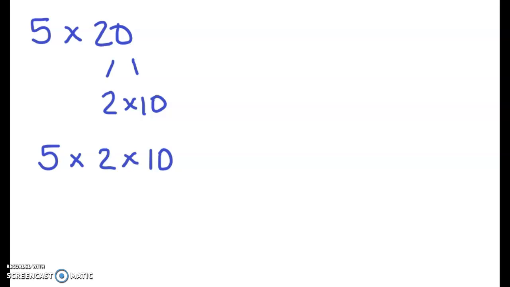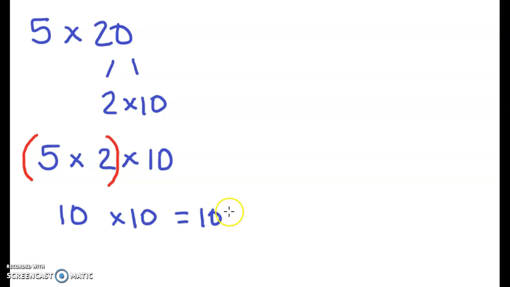Now the way that I would use associative property is I would put parentheses. So now I can multiply 5 times 2 rather than 5 times 20. And I know that that's 10. And then I can multiply 10 times 10 and I'll get the answer 100.